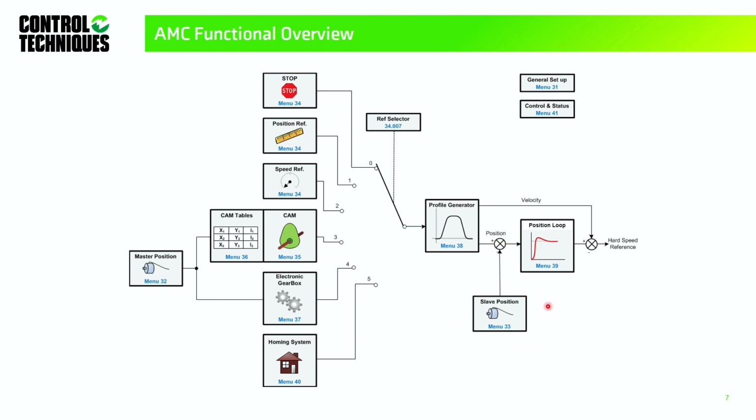Then the motor position is in menu 33. The position of the motor in menu 33 is summed with the command position, which is generated in menu 38. The net result is position error, and then the position error is fed into the position loop, which is menu 39, to correct for the position error.